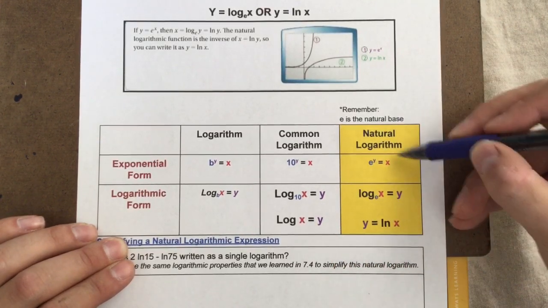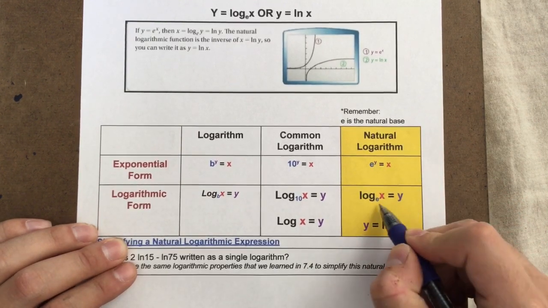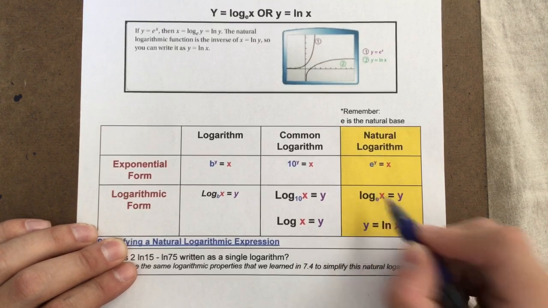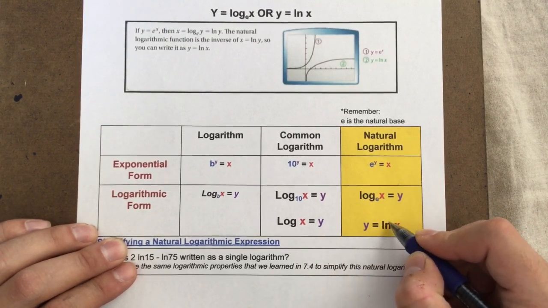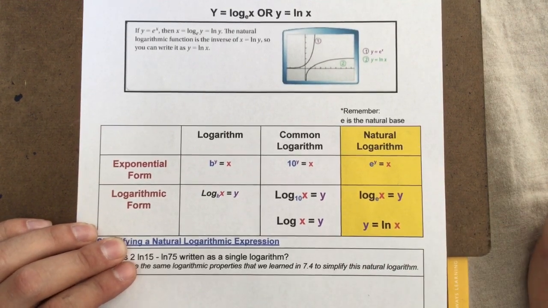What we have for natural logarithms is, if we have base e in our exponential, we have base e in our logarithm, but we don't write log base e. What we write is the letters ln. So instead of seeing log base e, we just write ln of x.